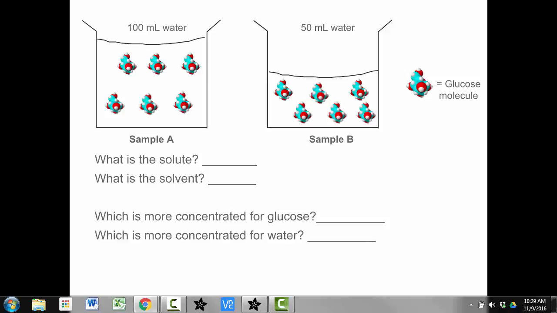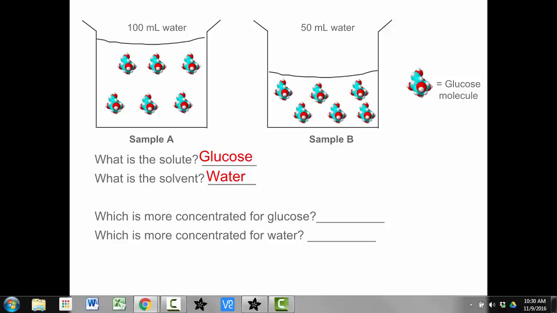Okay, now we have sugar dissolved in water, glucose. What's the solute in this example? Kyle? The glucose. What's the solvent? Madam? The water. Which is more concentrated for glucose? Aiden? B. Emily? They both have the same. Kate, what do you think?